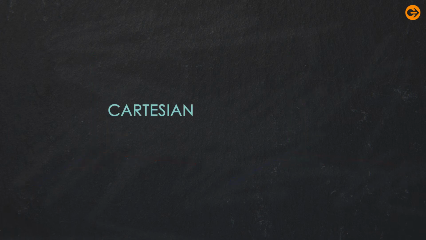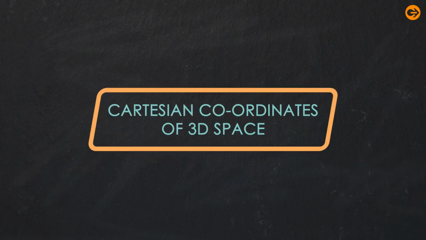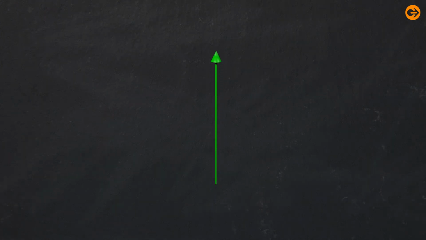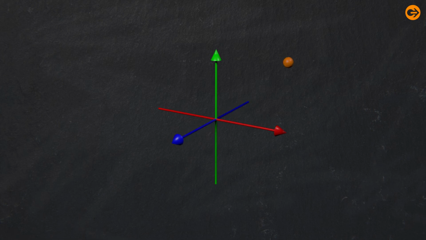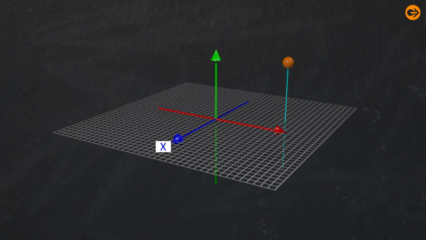Let us discuss Cartesian coordinates of three-dimensional space. In this figure, it is shown that the Cartesian coordinate system is based on three mutually perpendicular coordinate axes, which are the x-axis, y-axis and the z-axis. Those three axes intersect at the origin. This type of orientation is called orthogonal orientation.